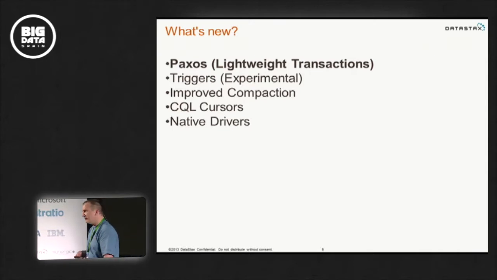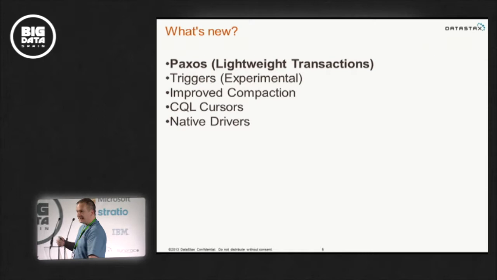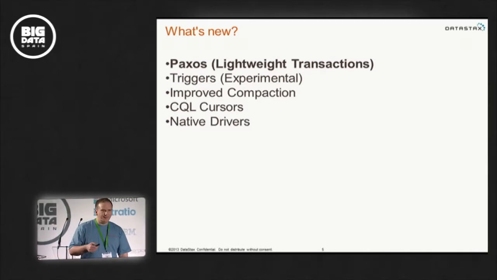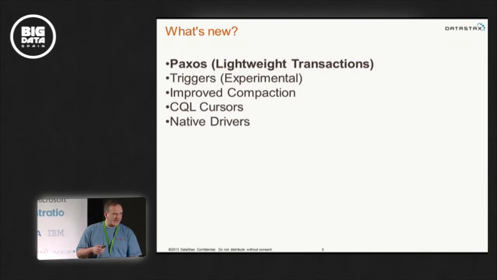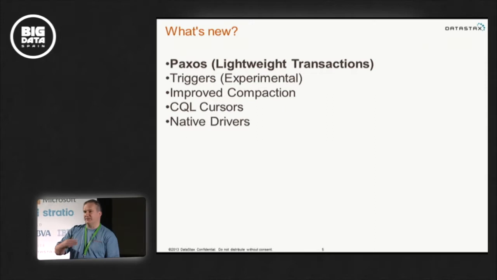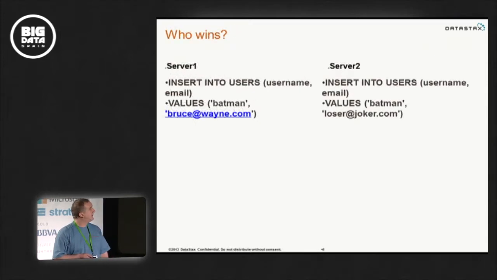There are some compaction improvements, which once again we'll talk about in more detail. We've added CQL cursors to allow you to page data as you're reading it back. That gives some significant improvements in performance. And I'll talk a little bit about the new native driver approach. Traditional Cassandra uses a model called Thrift, whereas we're now looking at a direct Java access interface, which, once again, should give us better performance.